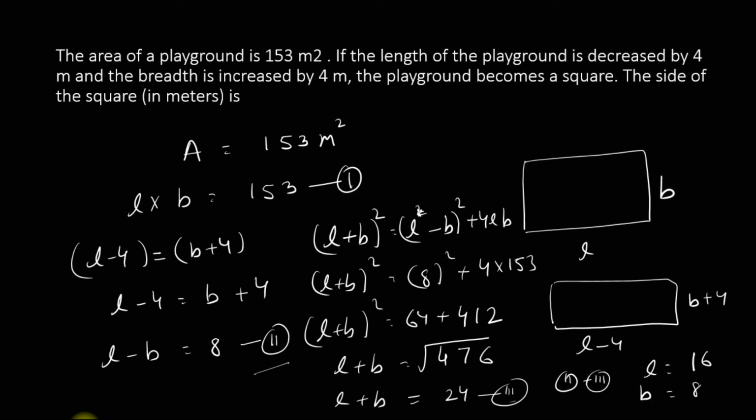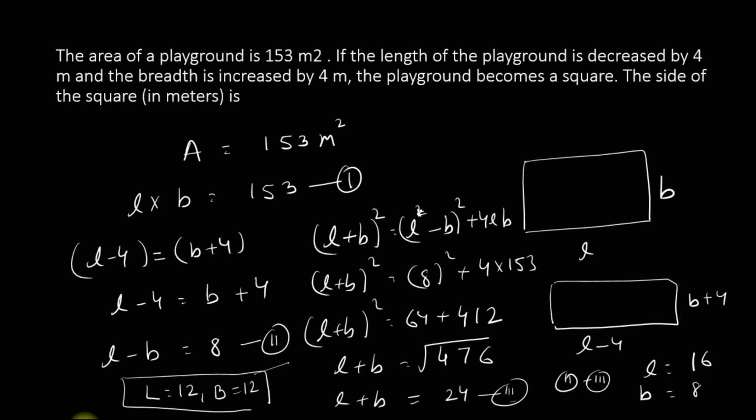So this is initial L and B. When we add and subtract, what is the corresponding length of the square? It is 12 and 12. So here we can write the corresponding L is 12 for the square and the corresponding breadth of the square is 12. So this is the answer.